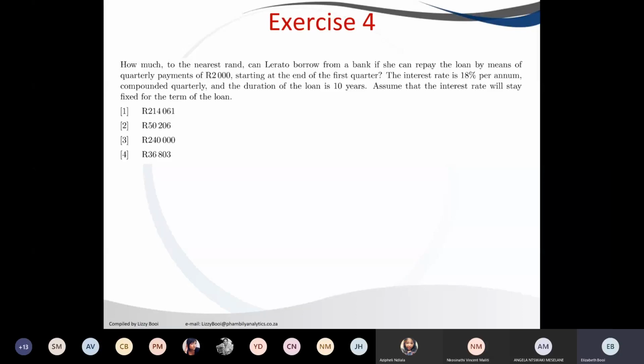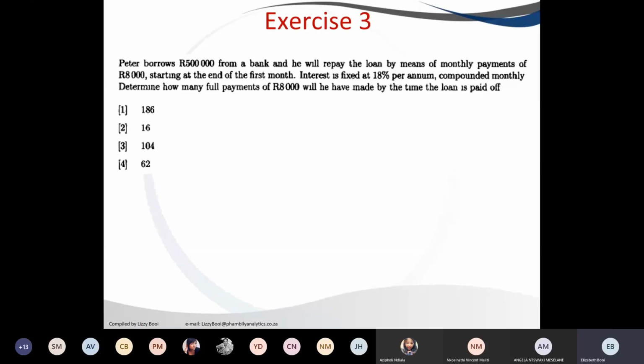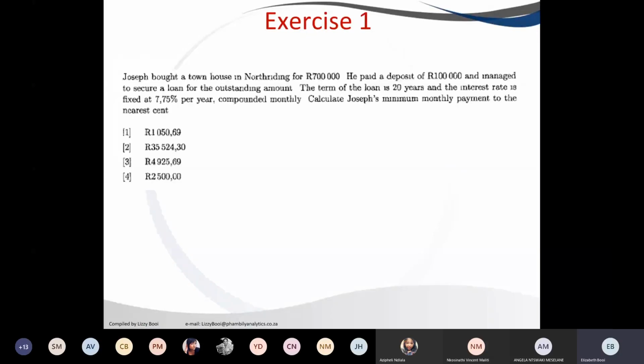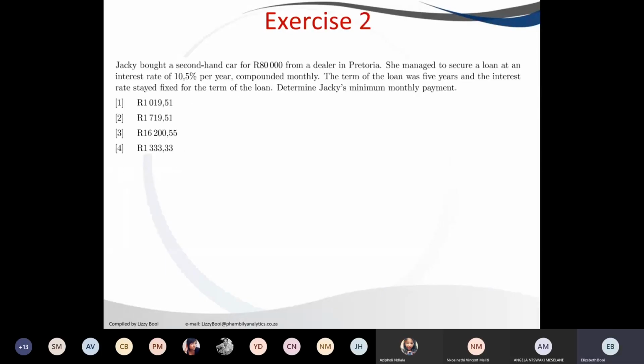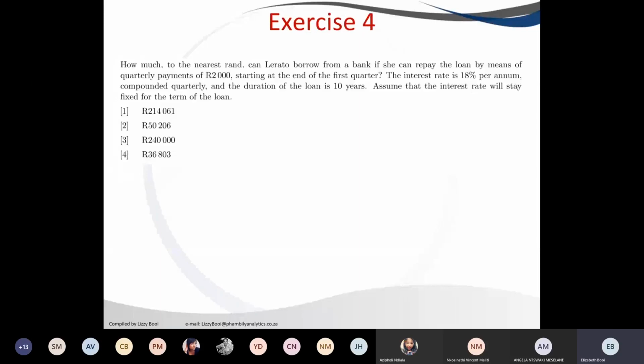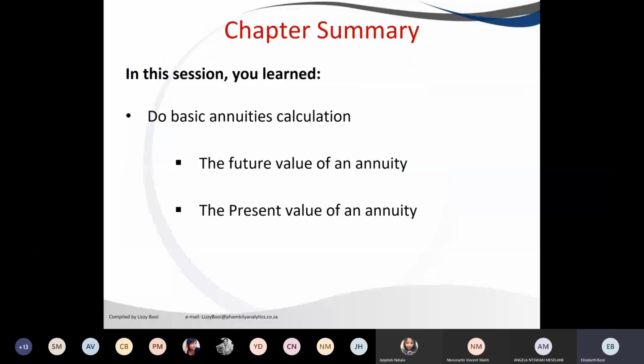So when you go through the exercises on the video, you can pause the video and do the exercise and move to the next one. It makes it easier that way. And actually, that concludes what I was supposed to share with you today. I just want to say you have calculated your basic annuity for the future value, and also for the present value of an annuity in this session.